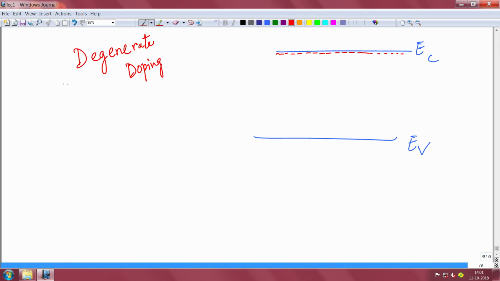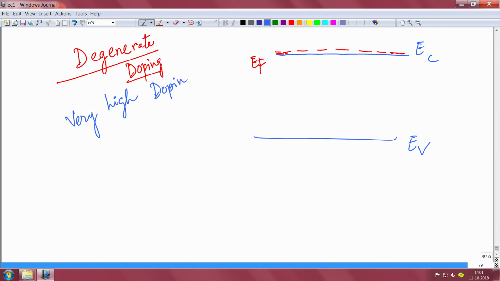In p-type, the Fermi level will touch the valence band. So here you see the Fermi level will almost touch the conduction band. It can even go above the conduction band. The Fermi level can be above the conduction band also. If you dope it extremely high, the conduction band might actually come below the Fermi level.